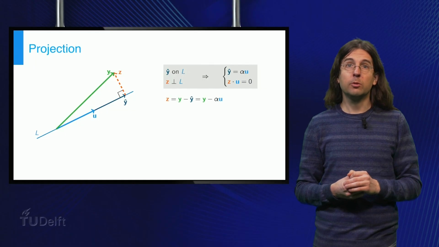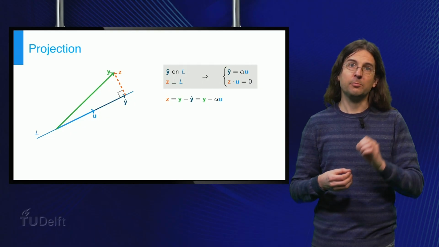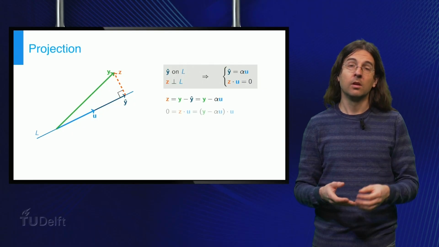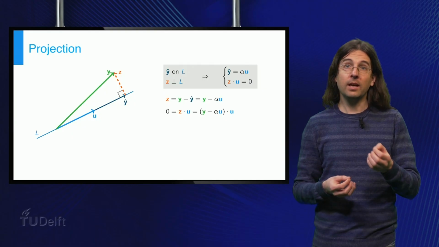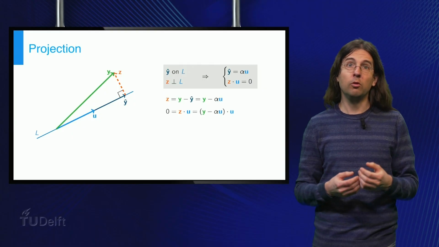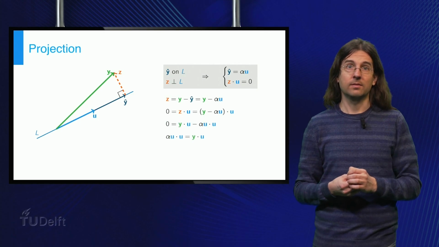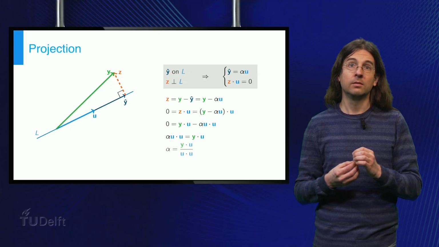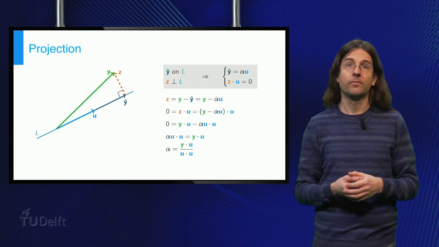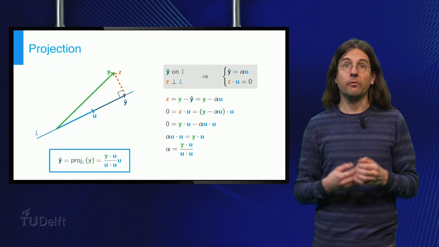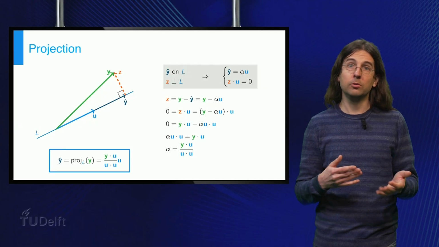Now, z equals y minus y hat, and in this relation we can replace y hat by the expression alpha u we found. Plugging the resulting relation for z into the equation for the dot product, we get an equation which we can solve for alpha. Indeed, expanding the brackets and rearranging gives alpha equals y dot u over u dot u. Thus, we find that the orthogonal projection of y on u is given by the vector y dot u over u dot u times u.